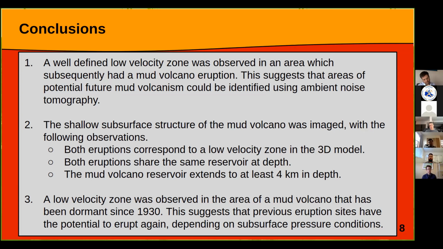We can also say that the low velocity zone was observed in the area of the mud volcano that erupted in 1930. So this suggests that the previous eruption sites may have the potential to erupt again, depending on the subsurface pressure conditions.